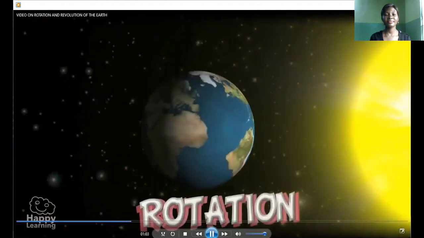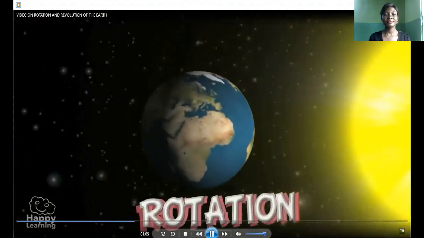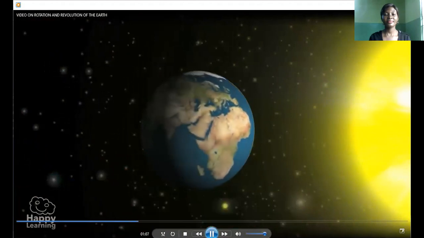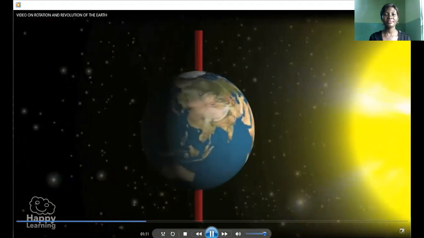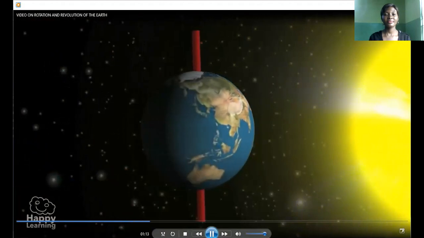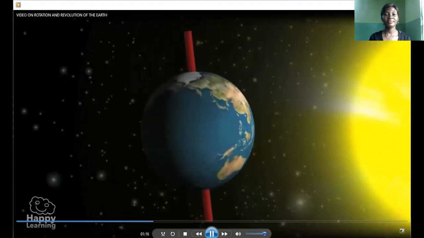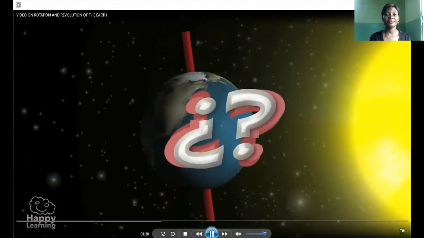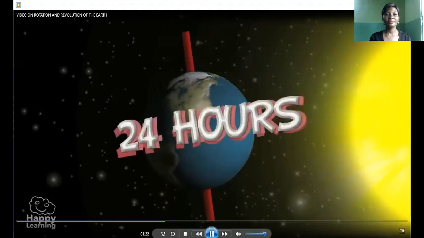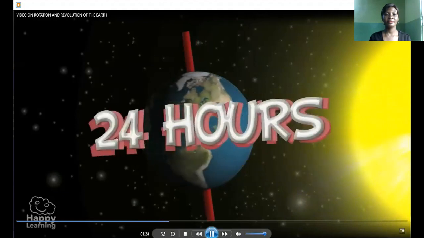Rotation is the movement of the Earth on its own axis. Rotate means to turn, so the Earth turns around a slightly inclined imaginary line that joins the two poles called the axis. Do you know how long it takes to make a complete turn? It takes 24 hours to make one rotation. Think about it for a second.